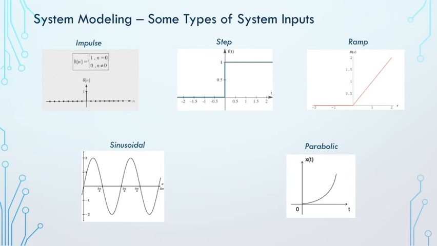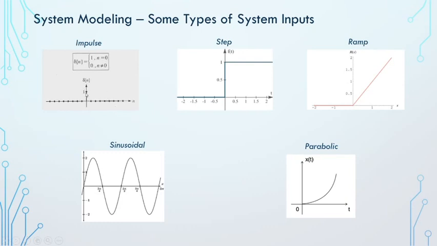Now, there are five major mathematical inputs. We have the impulse function, and the mathematical denotation is what you have here. Generically speaking, your impulse function is equal to infinity when t is equal to zero. But when t is not equal to zero, it is zero. In other words, it only occurs instantaneously, and it almost immediately goes back to zero for other times.